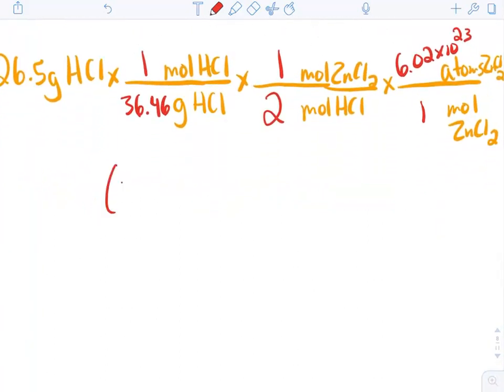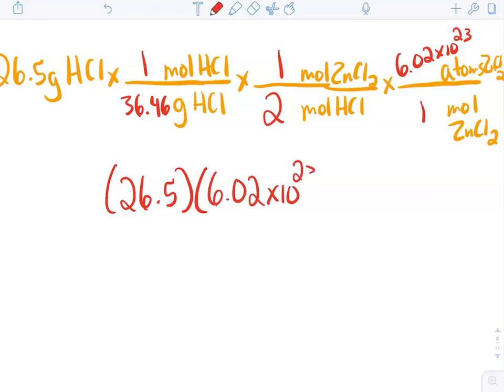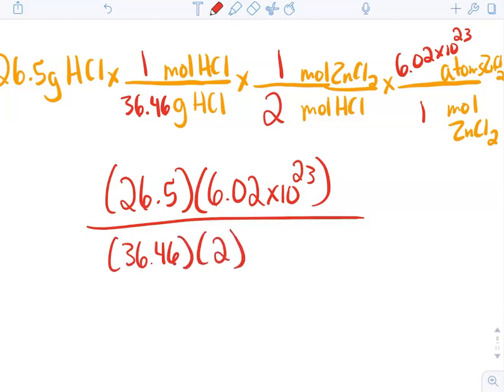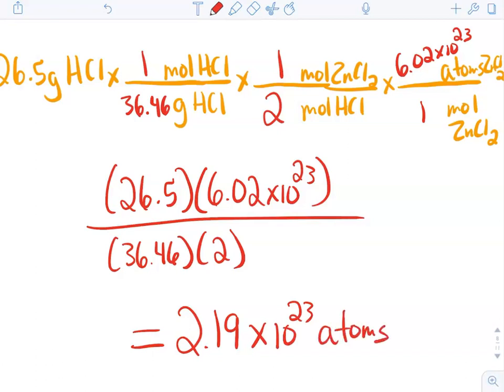And again, whenever you plug it in, you want to have 26.5 times 6.02 times 10 raised to the 23rd over 36.46 times 2. And whenever you do that and round to 2 decimal places, you should get 2.19 times 10 raised to the 23rd atoms of zinc chloride.